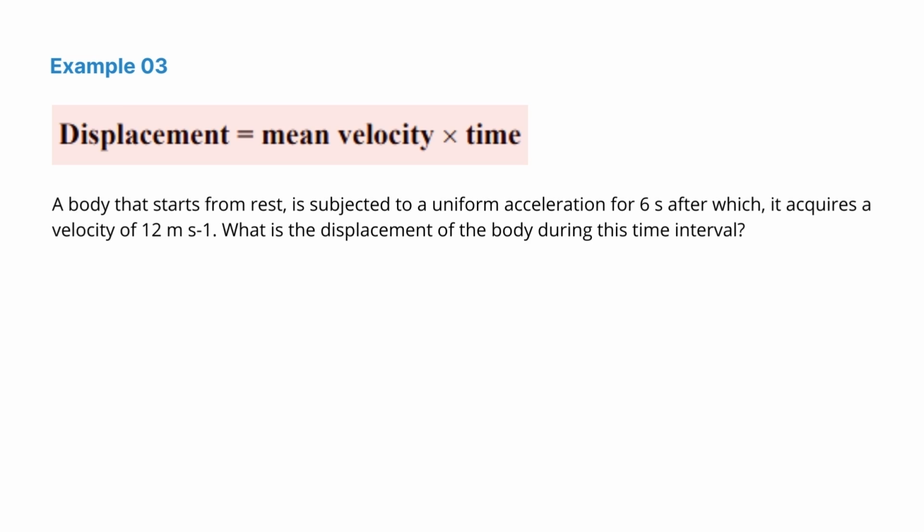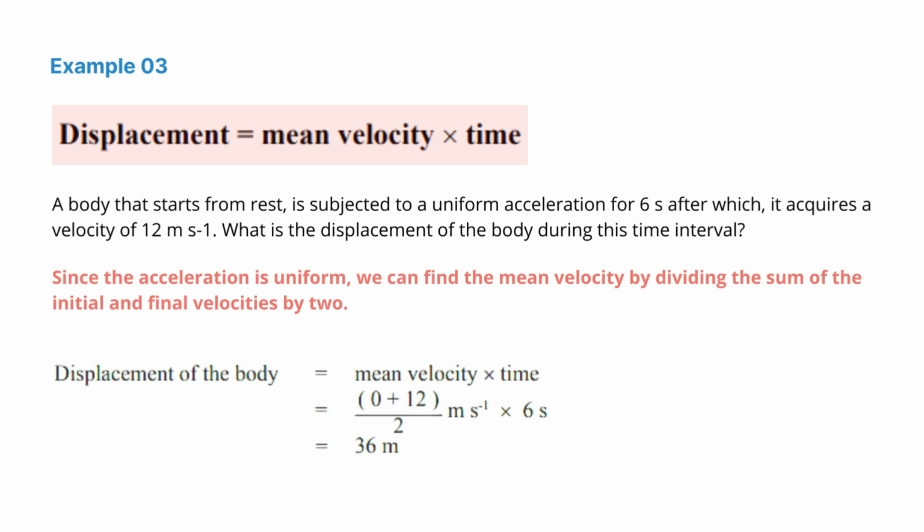So as an example, if we look at this question: a body that starts from rest is subjected to a uniform acceleration for 6 seconds, after which it acquires a velocity of 12 ms-1. What is the displacement of the body? So here the acceleration is uniform, the time is 6 seconds, and the velocities are initial 0 and final 12 meters per second.